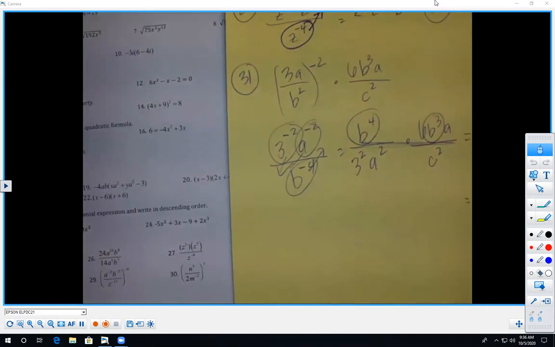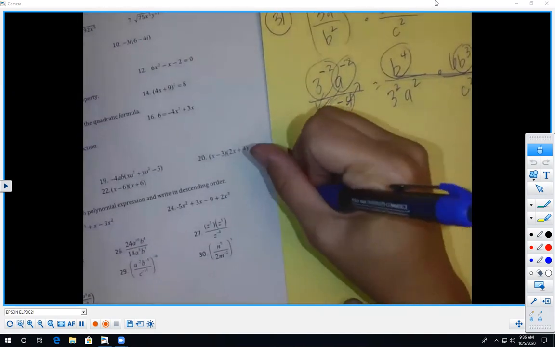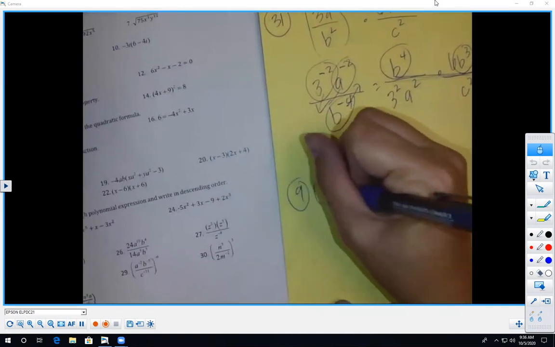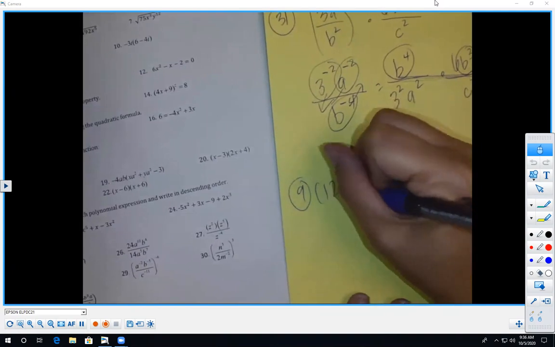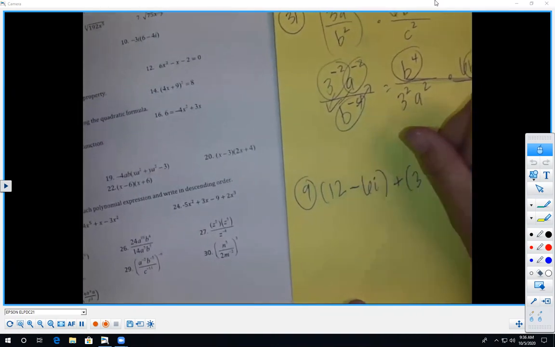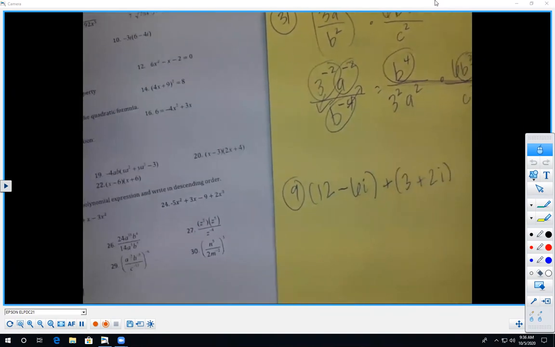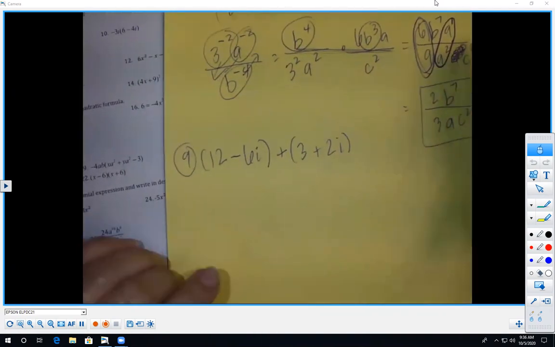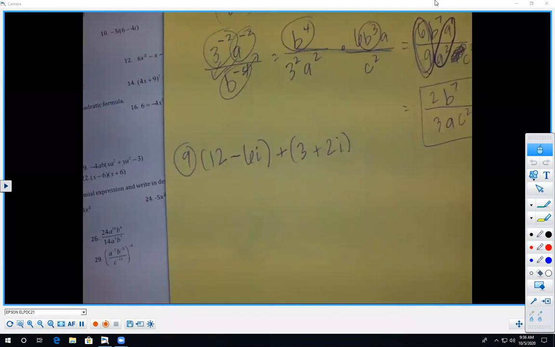Number 9. Number 9 is adding complex numbers. It is literally one of the easiest problems on this test, and people tend to try to make it a lot harder than it actually is. When you add complex numbers, you're literally just combining like terms. The problem takes you literally 5 seconds to do.